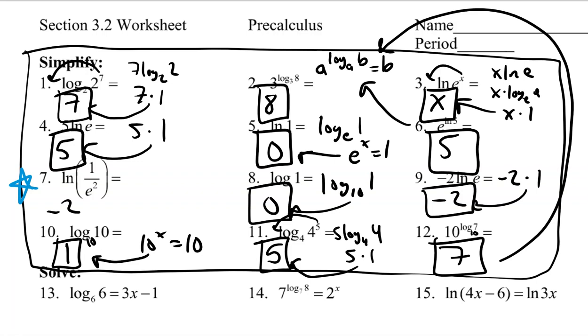Then back to number 7. This would be similar to what I did for you in your notes with exponent rules. This is the same thing as this. Bring that to the other side of the fraction, make it negative. Bring this down out front. Negative 2 times the natural log of e is negative 2 times 1. So, consider using an exponent rule before you bring it down.